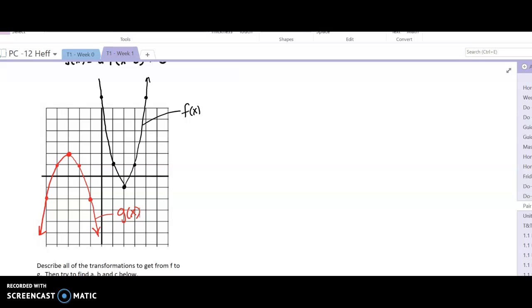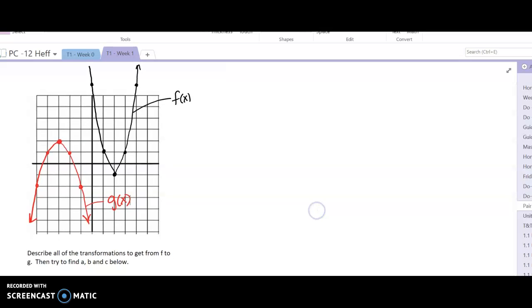So we're being asked to do the same thing, describe all transformations to get from F to G. So I'm going to look at the vertex first. Looks like it's here, and it's moved to here. So I went 1, 2, 3, 4, 5 to the left. So that's going to really be an x plus 5 inside my function.